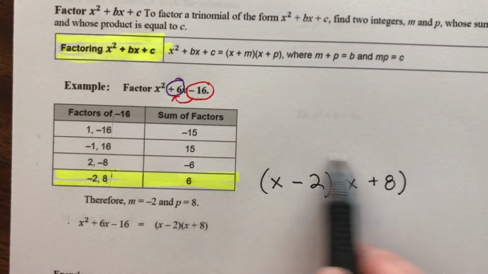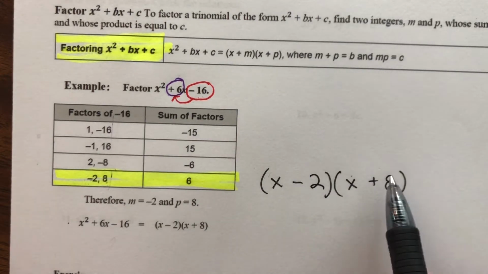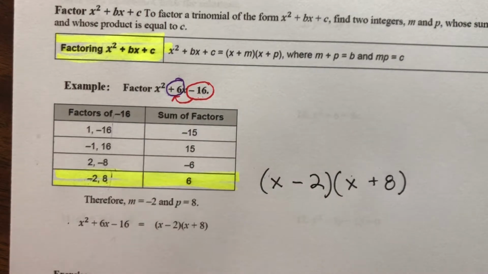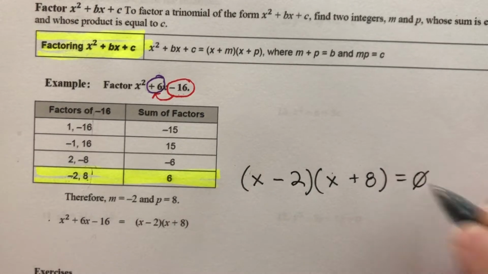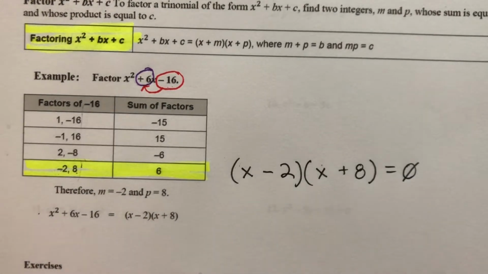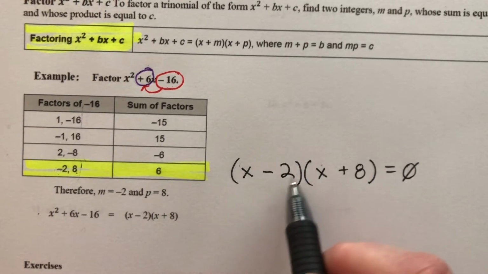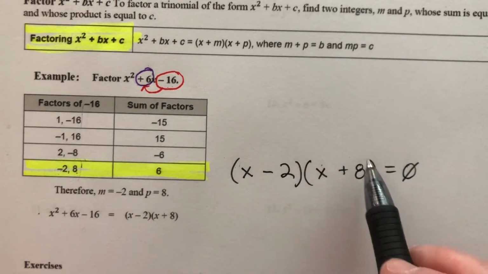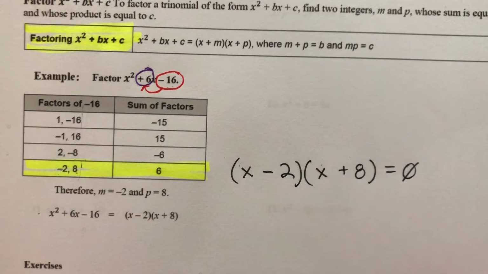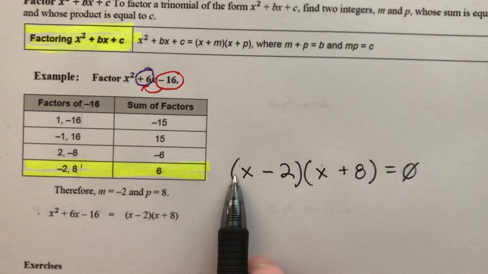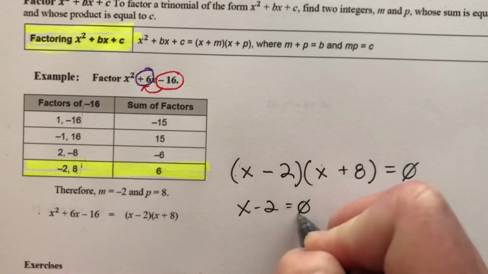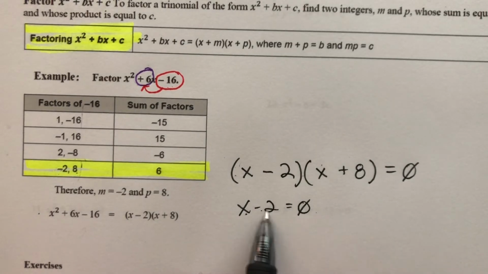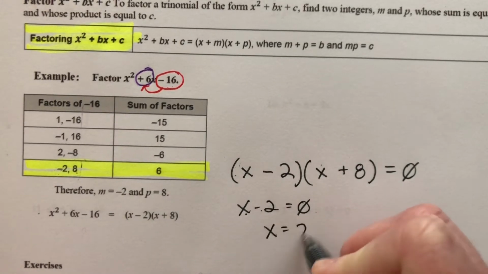If I were to distribute this and multiply it all out, guess what my answer would be? This trinomial, right? So now to solve it, I want to set it equal to 0. Okay, so this is the zero product property. Either this term has to be equal to 0 or this term has to be equal to 0, right? One or the other. I don't know which one it is, so I'm going to give both answer choices. If this term was set equal to 0, I would set x minus 2 equal to 0. To get x alone, I have to add 2 to both sides, so I would get x equals 2.